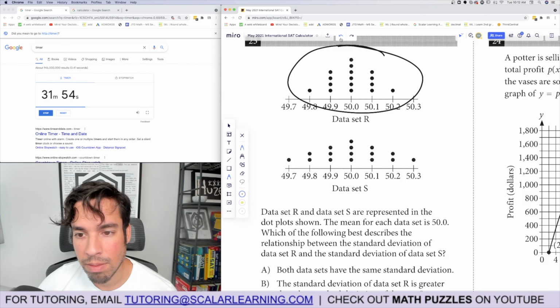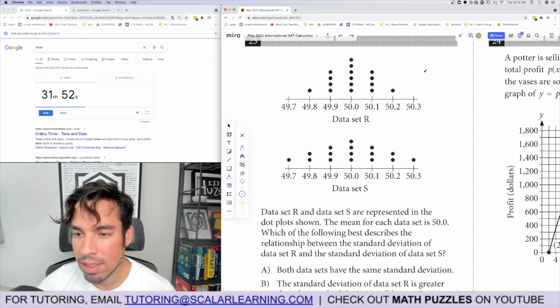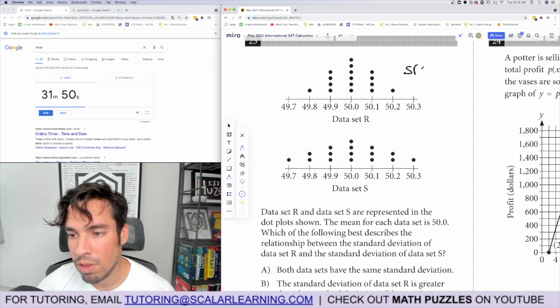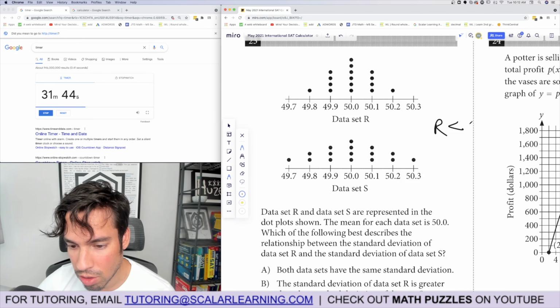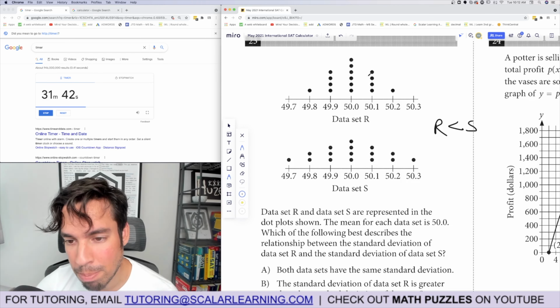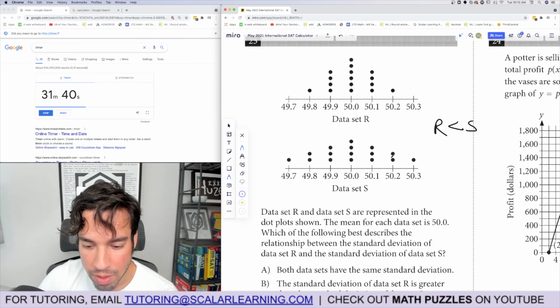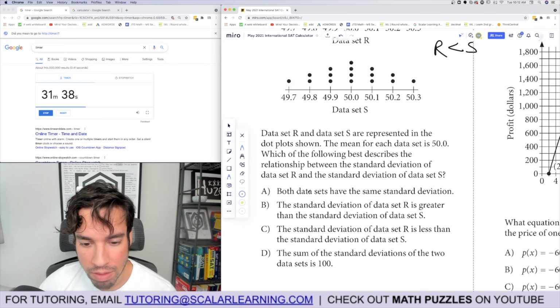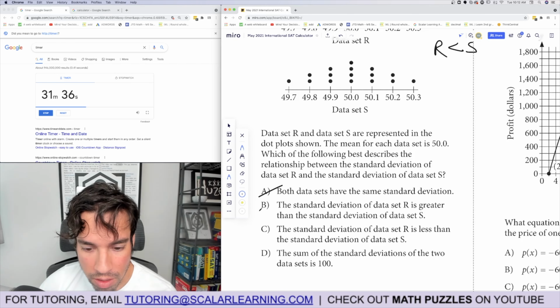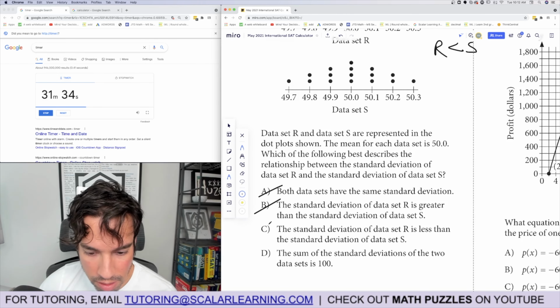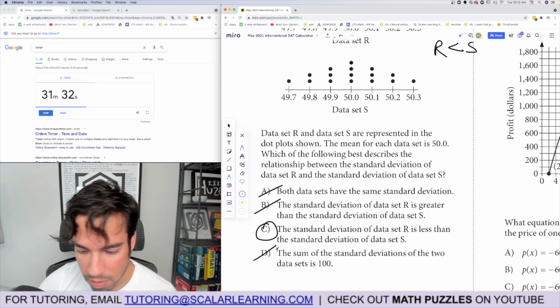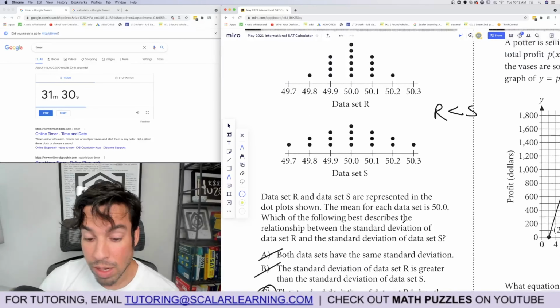Since these values are more tightly packed, the standard deviation of R is smaller than S because it's more tightly packed together. This one's more spread out. They don't have the same standard deviation. Nope. The deviation of R is less. This, we don't know. We're not going to calculate it.